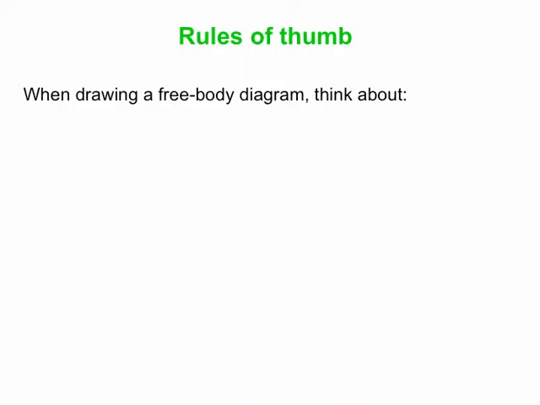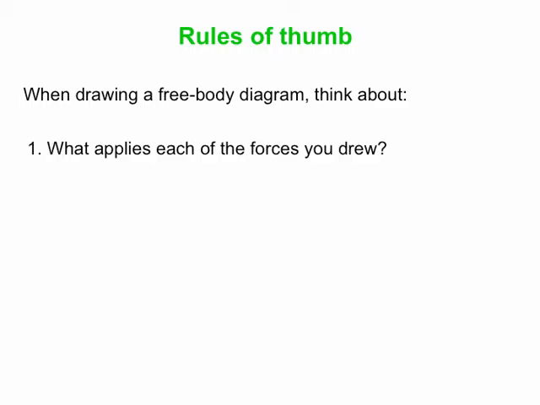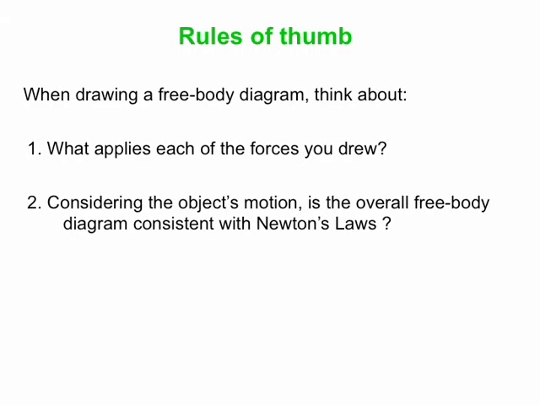So when you're drawing a free body diagram, there are two things you want to think about. If you draw a force on a free body diagram, what applies each of the forces that you drew? If you can't come up with anything, maybe that force doesn't really exist. Also, you want to consider the object's motion. Look at the overall picture and ask, is my overall free body diagram consistent with Newton's laws? In other words, if the thing is at rest, is the net force equal to 0? Does everything balance out? If it's accelerating in a particular direction, does your free body diagram show a net force in that direction?